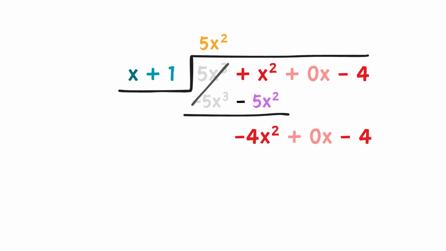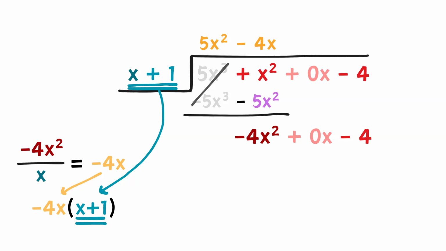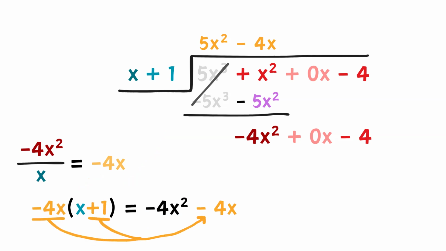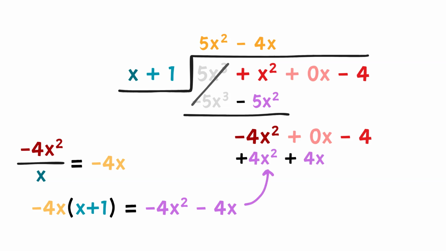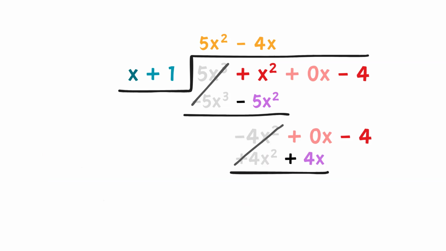Now what can we multiply by x to make negative 4x squared? Negative 4x. So let's multiply our divisor by negative 4x. This gives us negative 4x squared minus 4x. Now let's subtract. The negative 4x squared cancels out, and here's where the 0x comes in. What is 0x plus 4x? Well, it's just 4x. So now we have an expression, 4x minus 4.